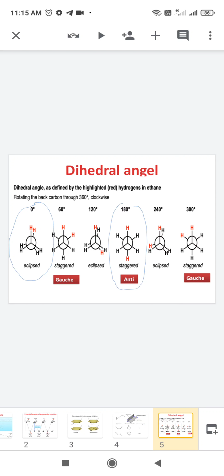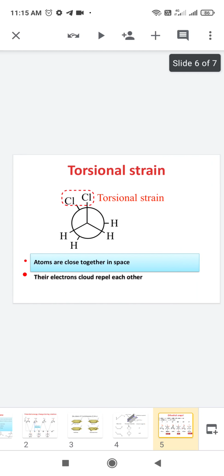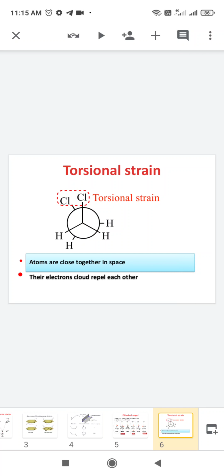So the most important conformations of ethane I have shown in the round diagram, that is the 0 degree eclipsed and the 180 degree staggered conformation. So in the eclipsed conformation, the dihedral angle is 0 degree, that means it acquires the maximum angular strain. Whereas in the staggered conformation, the dihedral angle is 180 degree, that means it acquires the least repulsive force. Now we are moving into the next heading, that is torsion strain.